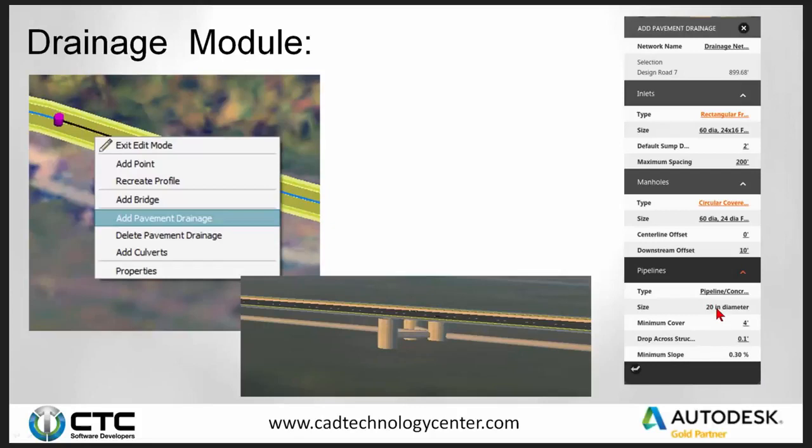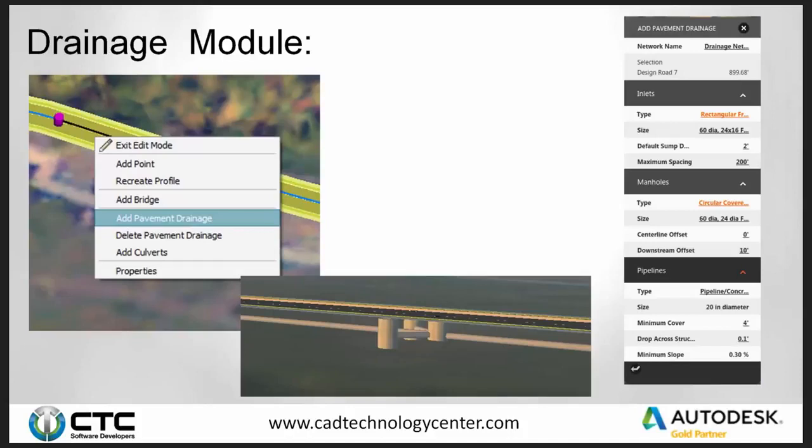Pipes. It's going to put in a 21-inch diameter pipe by default. Well, I like 24-inch or 18-inch. Minimum cover, 4-foot bury. Drop across structure is a 1/10. So invert in to invert out will drop a 1/10. Minimum slope is 0.3%. Maybe I want 1%, 2%. I have that functionality to put that in there and then say execute, add pavement drainage, and it will populate what it thinks would be the ideal pipe networks for me.